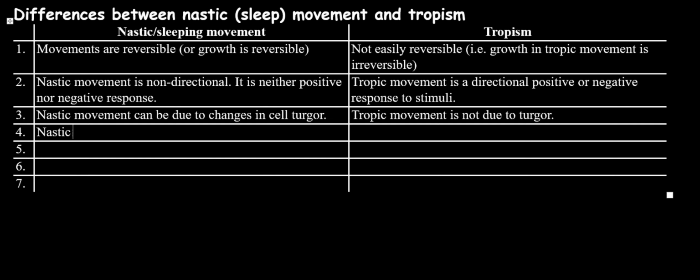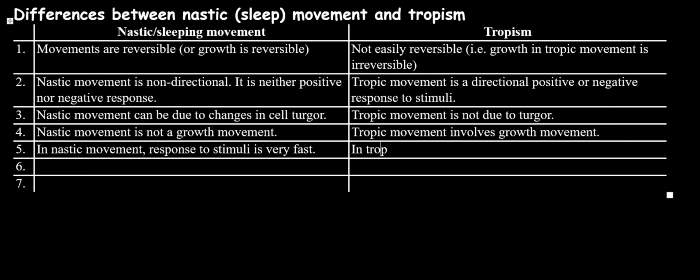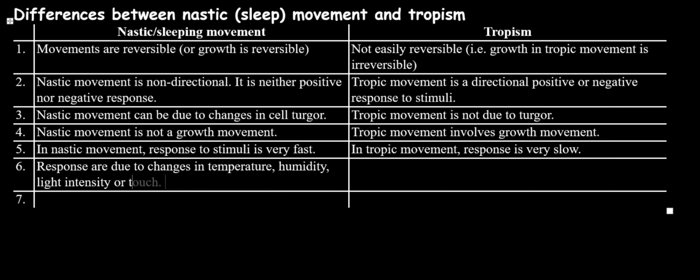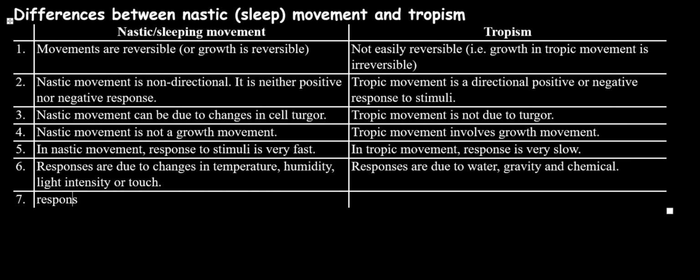4. Nastic movement is not a growth movement, but tropic movement involves growth movement. 5. In nastic movement, response to stimuli is very fast, but in tropic movement, response is very slow. 6. Responses are due to changes in temperature, humidity, light intensity, or touch in nastic movement. But in tropic movement, the responses are due to water, gravity, and chemicals. And lastly, in nastic movement, response does not lead to growth, but in tropic movement, responses lead to growth.